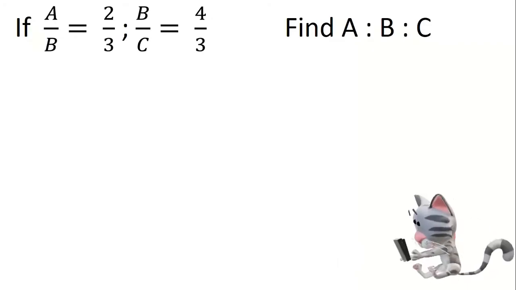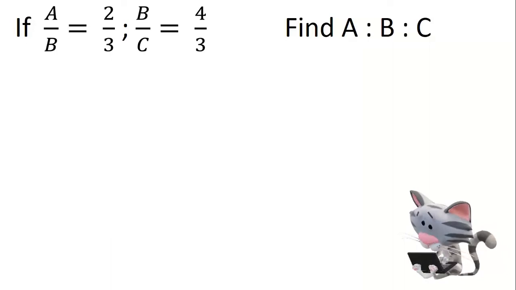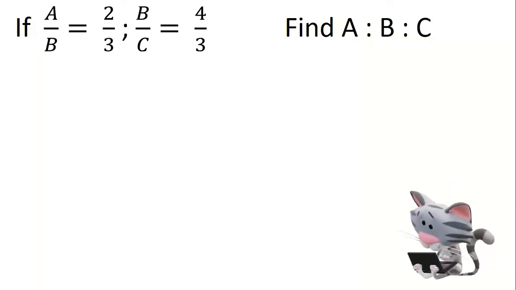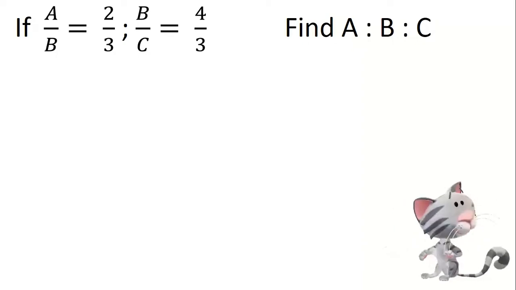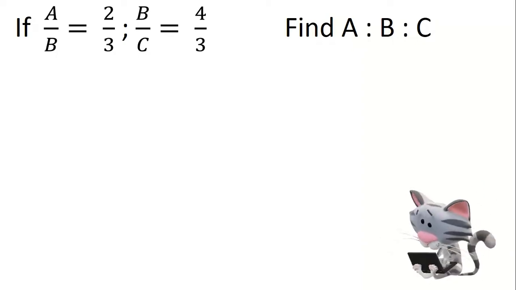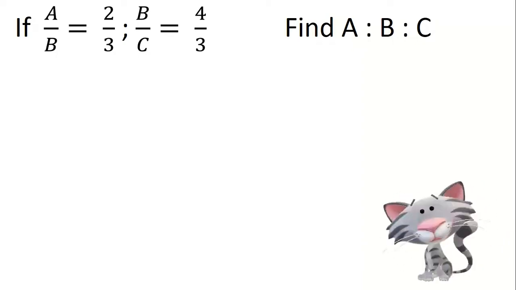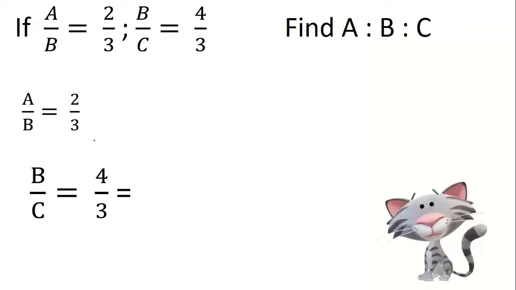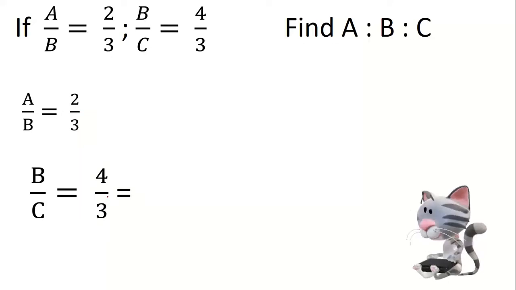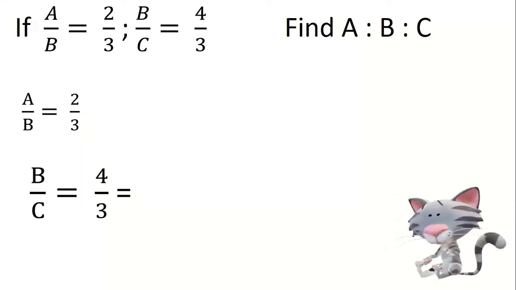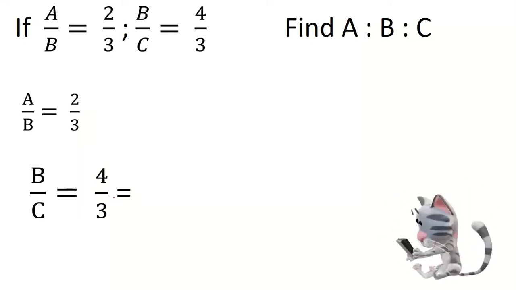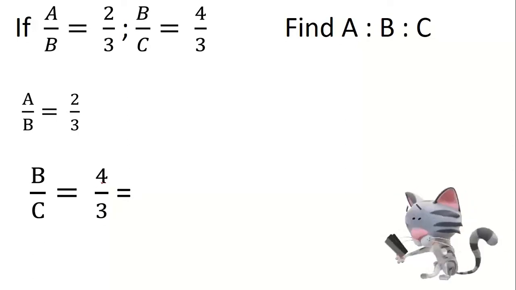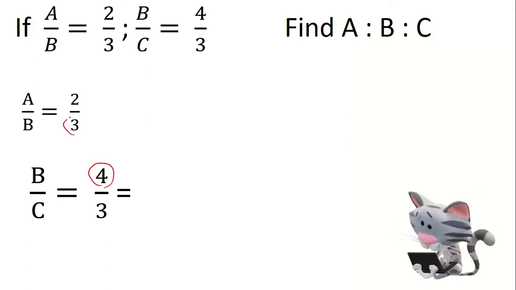If A by B is 2:3 and B by C is 4:3, find A is to B is to C. In such type of examples where two quantities are compared with respect to one quantity, I can see that A upon B is 2 by 3 and B upon C is 4 by 3. What is common in both the ratios? B is common, so I have to equate B. So for equating B, I have to look at the coefficients. In the second equation, it's a 4. In the first equation, it's a 3.